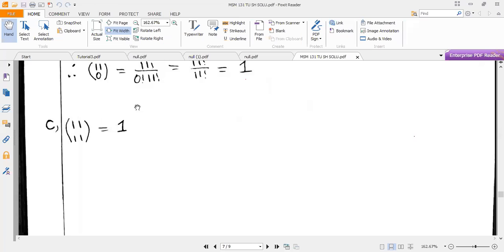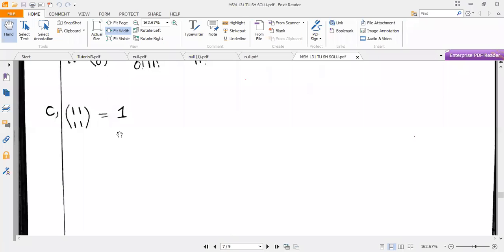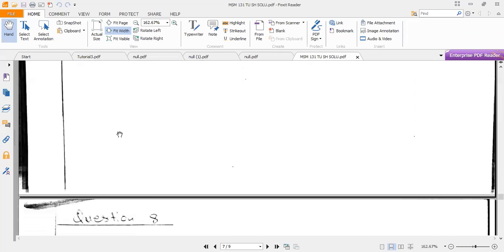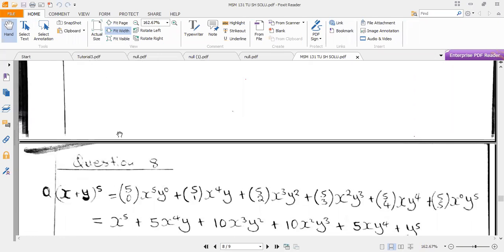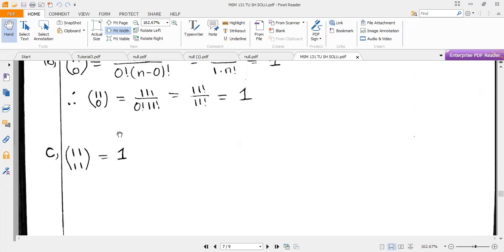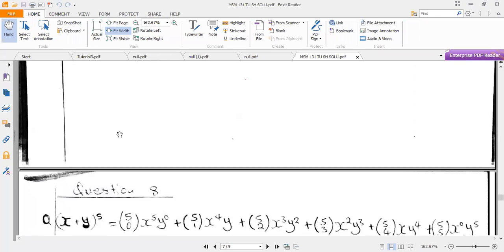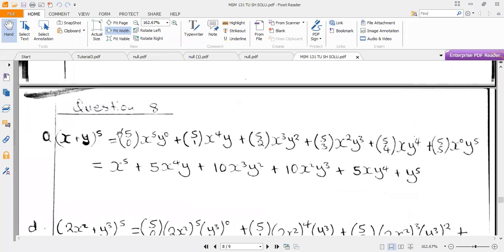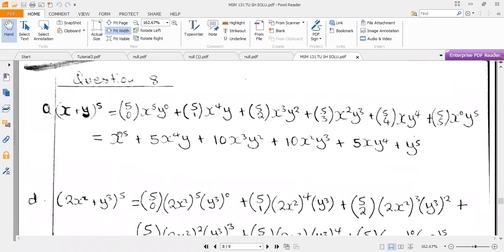I'm leaving it for you to go and find out why 11 choose 11 is equal to 1. It's easy to follow those steps. You'll be able to find that 11 choose 11 is equal to 1, or any number choose that number is equal to 1. All right, so we move on. Do you have questions? Okay. Since we don't, let's move on to question 8.